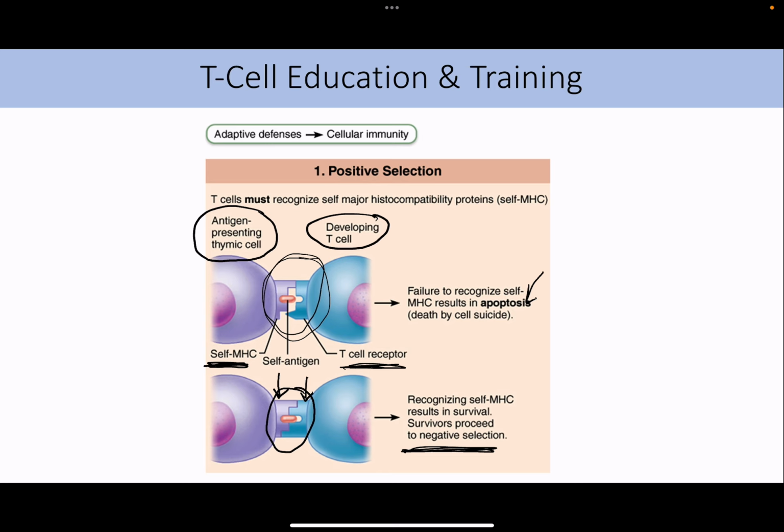Because you don't want to have an autoimmune disorder where a T cell doesn't know what to attack and what not to attack and starts attacking your own tissues. So any T cell that's not properly trained and cannot recognize this self protein will then undergo apoptosis and die.